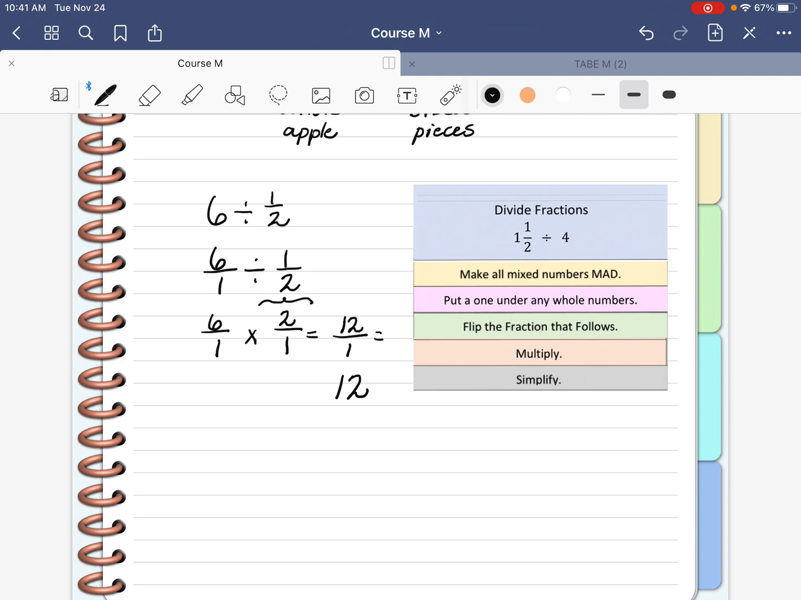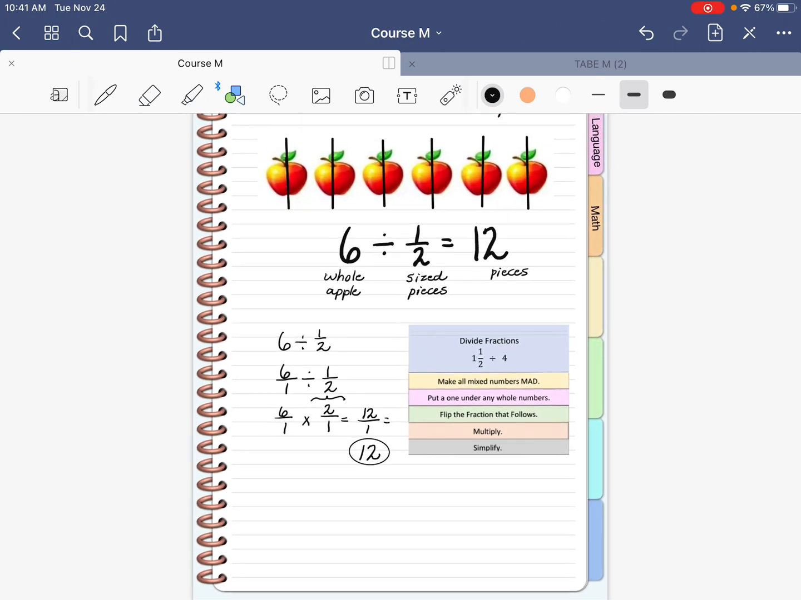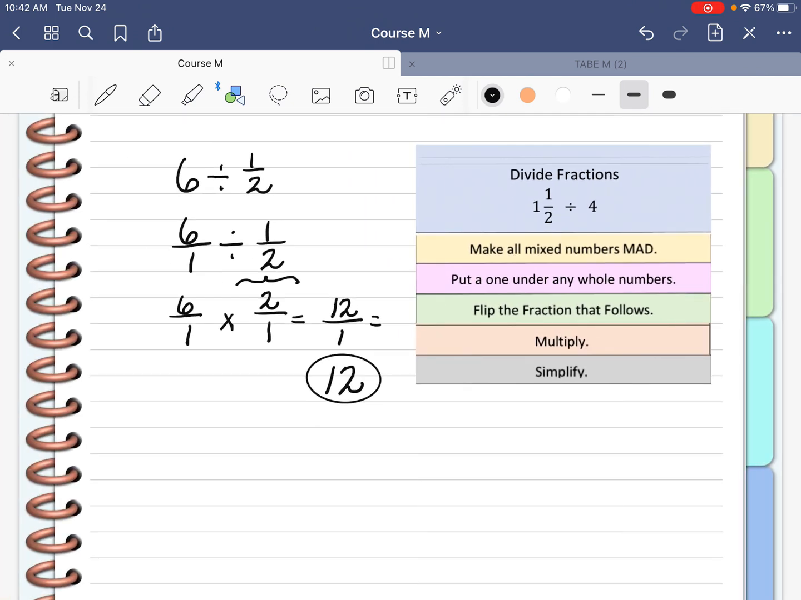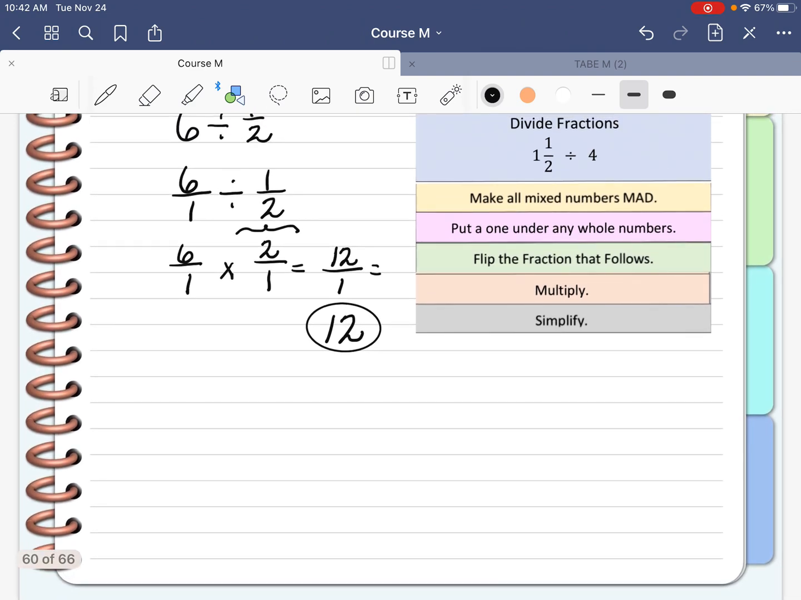Well, look at that. That is exactly what I expected. There would be 12 pieces of apple. So this memory piece that you made in the last lesson is going to work for all fraction division. And I'll show you another example here.